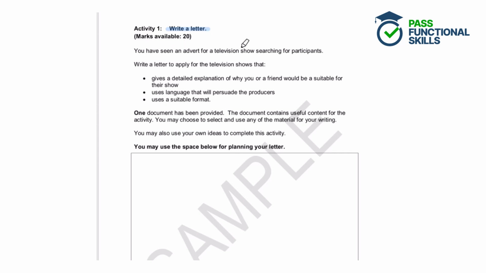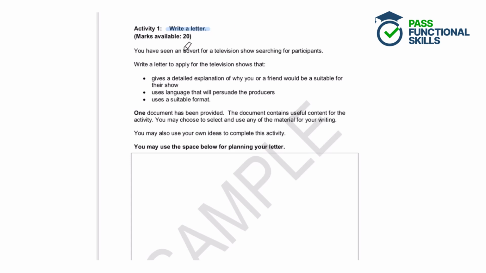You have seen an advert for a television show searching for participants. Write a letter to apply for the television show that gives a detailed explanation of why you or a friend would be suitable for their show, uses language that will persuade the producers, and uses a suitable format. And then we've been told that a document has been provided that contains useful content we may want to use. We can also use our own ideas.